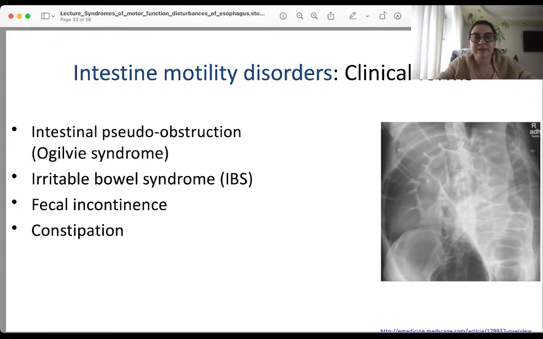Clinical signs of intestinal motility disorders can go with intestinal pseudo-obstruction or Ogilvie syndrome, irritable bowel syndrome or IBS, we usually use this term, fecal incontinence or constipation.